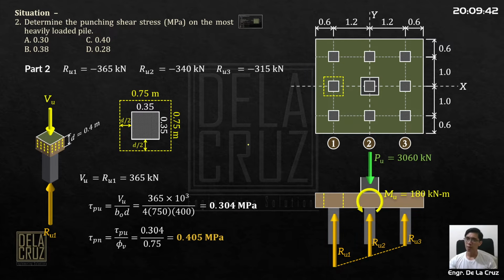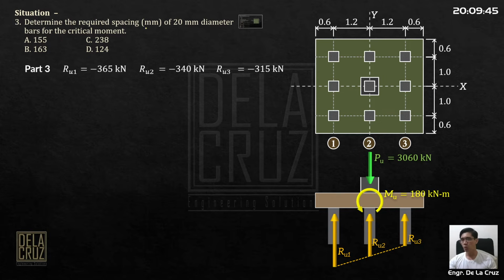Next, part 3. Determine the required spacing of 20 mm diameter bars for critical moment. A critical moment. Iba yung critical section for moment, that is on the face of the column. Okay? Kung sa shear, at D distance; for a moment, dito yan sa face of the column mismo. Alright, so dito natin kukunin yung critical section kasi ito yung pinakamalaking reaction. Itong reaction na yan yung magbibigay ng malaking moment sa ating column. I mean sa ating pile cap.